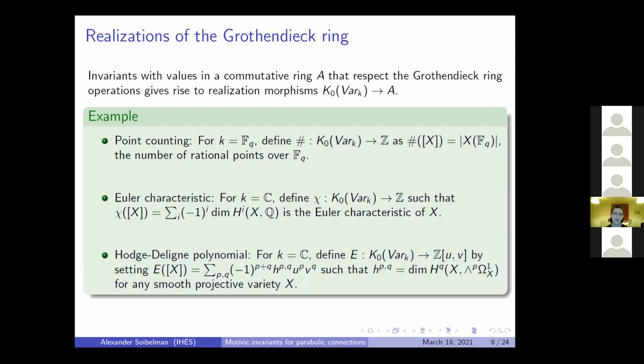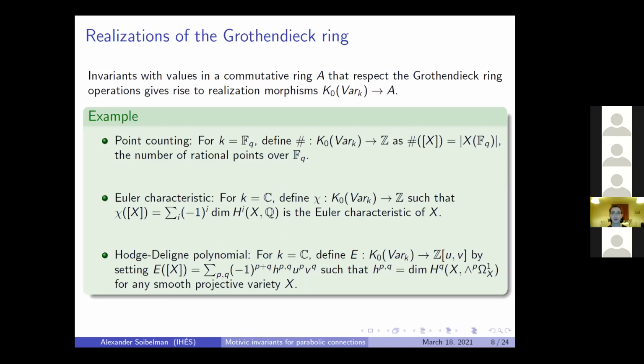The idea is that you can do this in general, where you have some nice enough invariant that takes values in a commutative ring, something that respects this additive or scissor relation property. You can do the same kind of thing even when we're not dealing with point counting. If the invariant is nice enough, you can define a ring homomorphism into the corresponding commutative ring A, and depending on the invariant and on A, you get different homomorphisms.